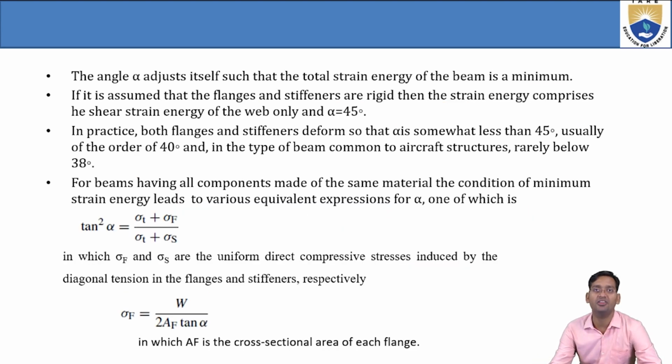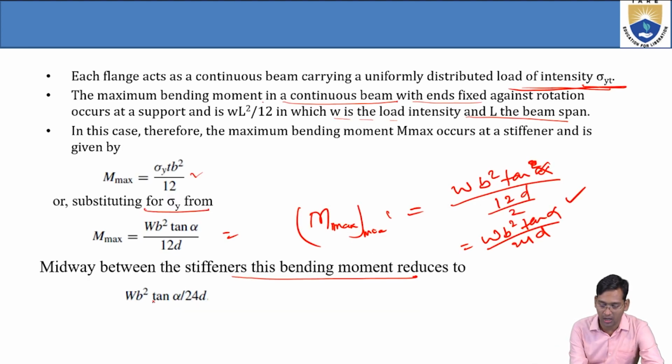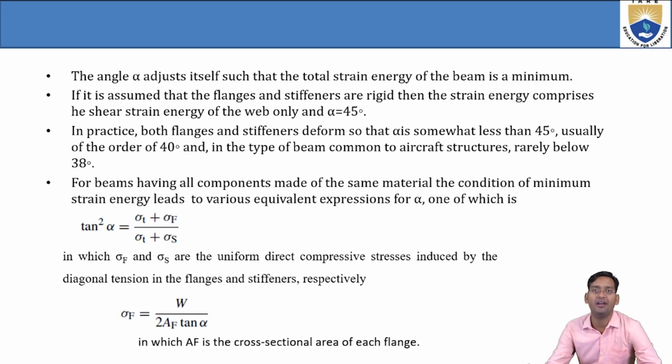The angle alpha adjusts itself such that the total strain energy of the beam is a minimum. Now, how will this angle alpha come about, and on what does it depend? Whatever the strain energy will be, that should be minimum. According to that, the alpha value will change itself.